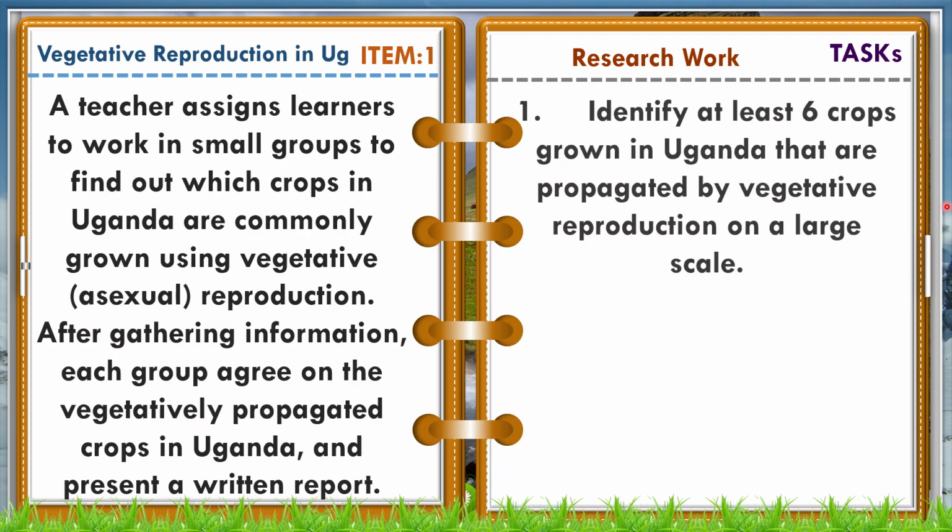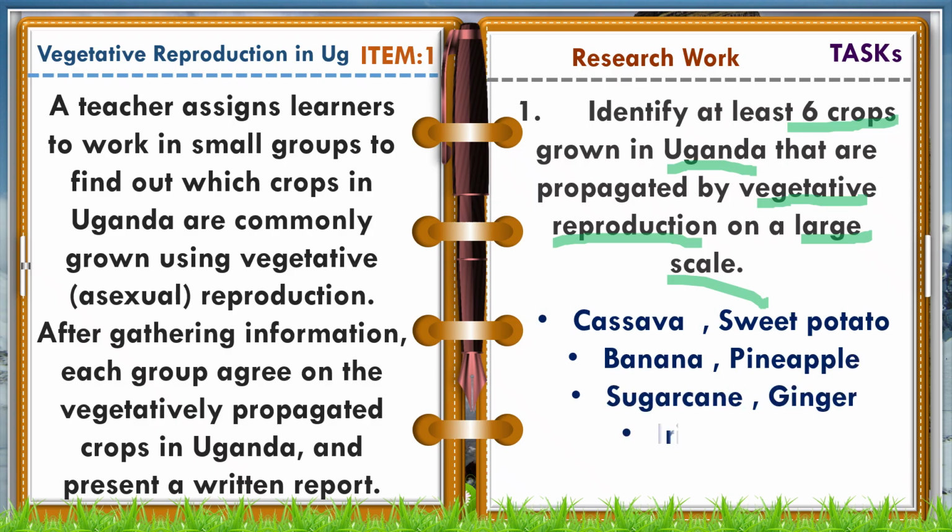Task: identify at least 6 crops grown in Uganda that are propagated by vegetative reproduction on a large scale. So they want us to identify at least 6 crops that are grown specifically in Uganda and are propagated by vegetative reproduction on a large scale. We have cassava, sweet potatoes, bananas, pineapples, sugarcane, ginger, Irish potato, and also yams.